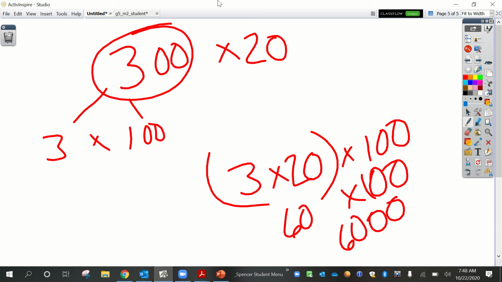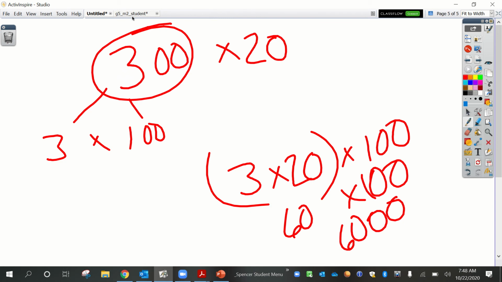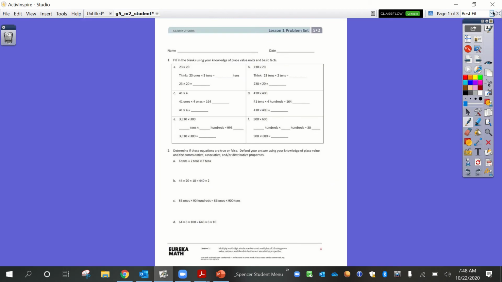Great. All right. Now that we've kind of warmed our brains up, let's move on to the problem set. So let's go ahead and switch over to this. Let me zoom in.